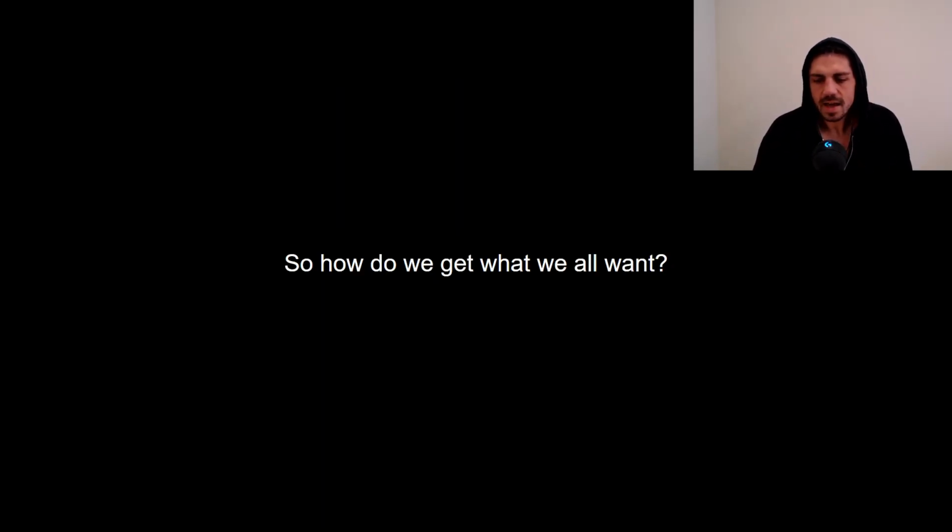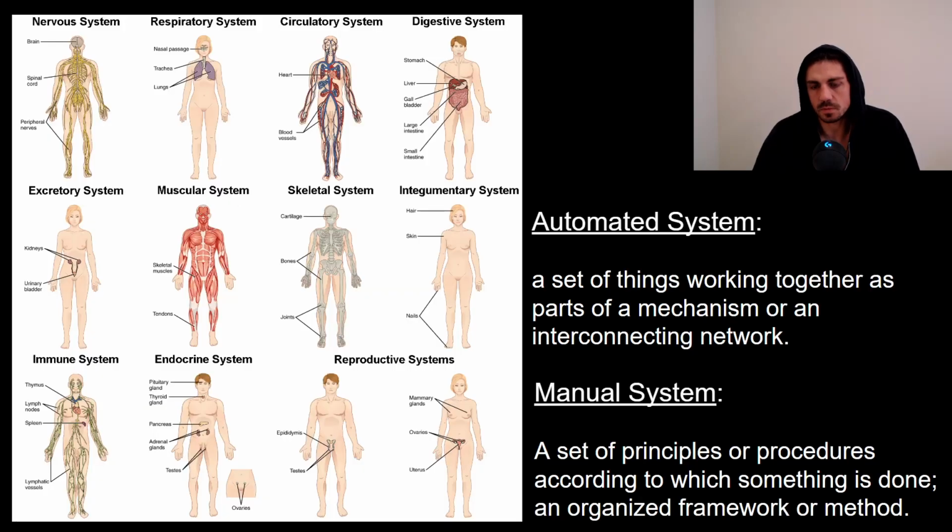Now, how do we get what we all want? That's what this video is about. How do we actually achieve our goals? It's through these systems. And in order to understand the systems I'm talking about, you need to understand the systems I'm not talking about: these automated systems, like the systems in your body that just work every day. They work automatically every day, irrelevant of what's actually happening. Obviously, they need certain inputs, like water and sufficient blood, but very minimal things. So what we're discussing is manual systems.